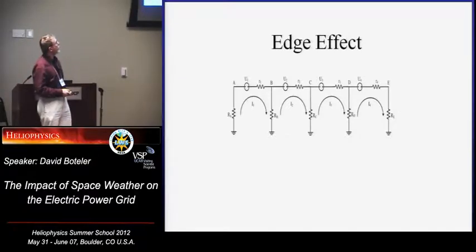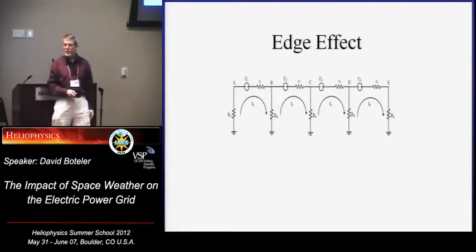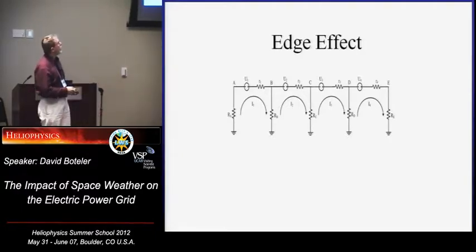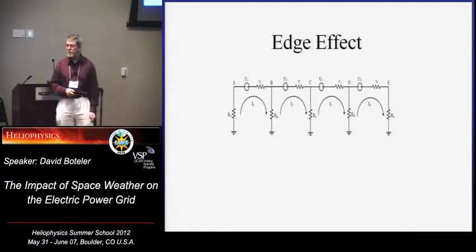Something else. Now, right, this is a good exercise. This is our simple line, substations A, B, C, D, and E. From looking at that, can anybody tell me which substations are going to see the largest GIC?